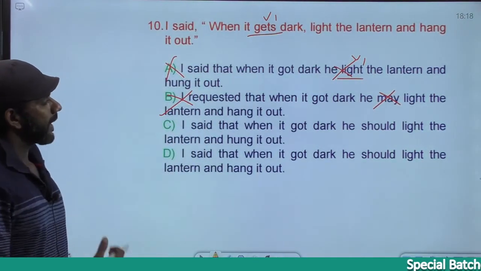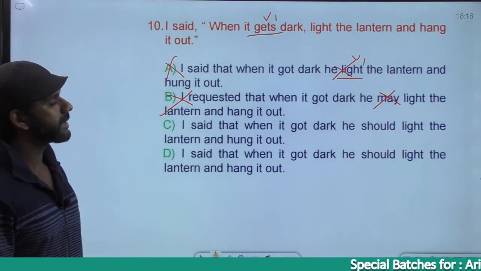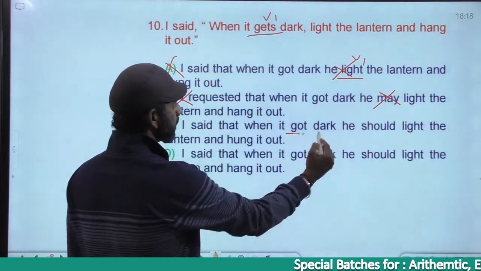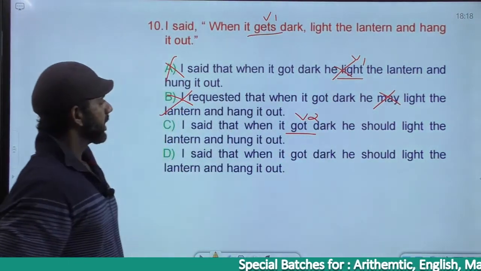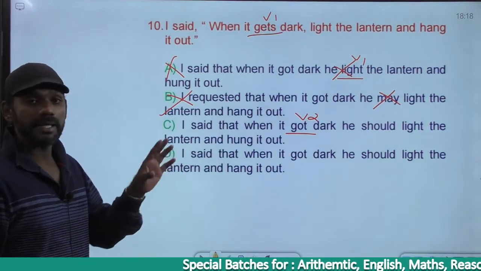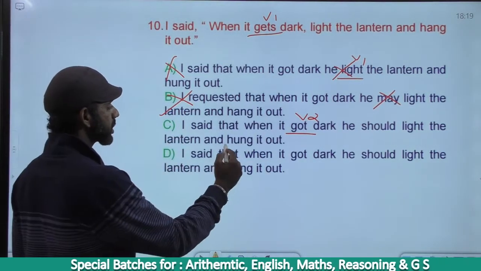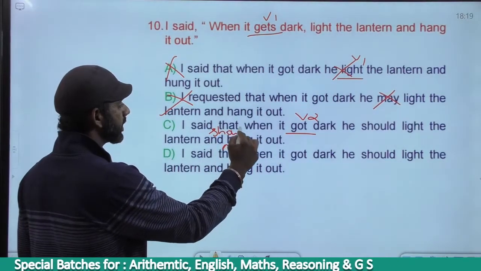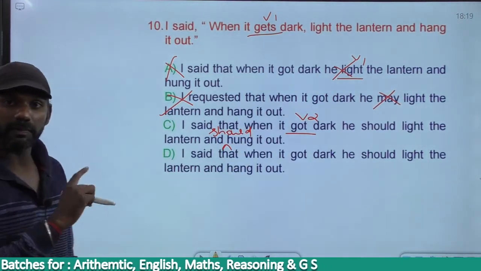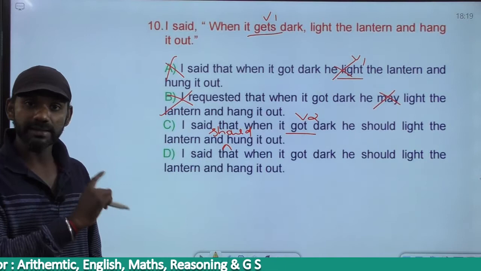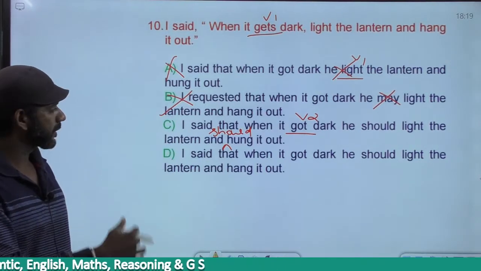Come to C. I said that when it got dark, simple present became simple past. He should light the lantern and hung it out. Hung is the same as should hung. We are not using should again just to avoid redundancy. We have gone for a sentence like this earlier. Leave it there. Come to last one.